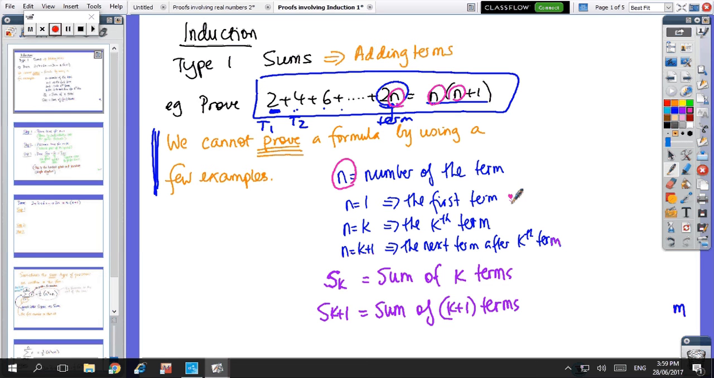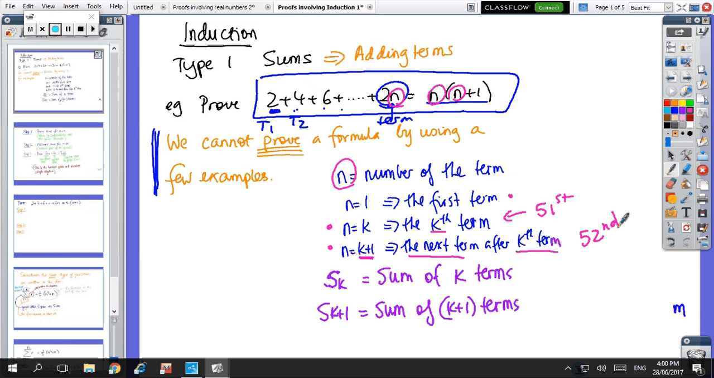But we have to look at general terms to prove things, and so we use the letter k. And so n equals k is the kth term. And it might be the 100th term or it might be the 500th term. You don't worry about it. It's just the kth term. And then we look at the very next term, and you'll understand why when we get to the next slide. But n equals k plus 1 is the next term after the kth term. So for instance, if this was the 51st term, which it's not, then this would be the 52nd term. It's the next term after it.